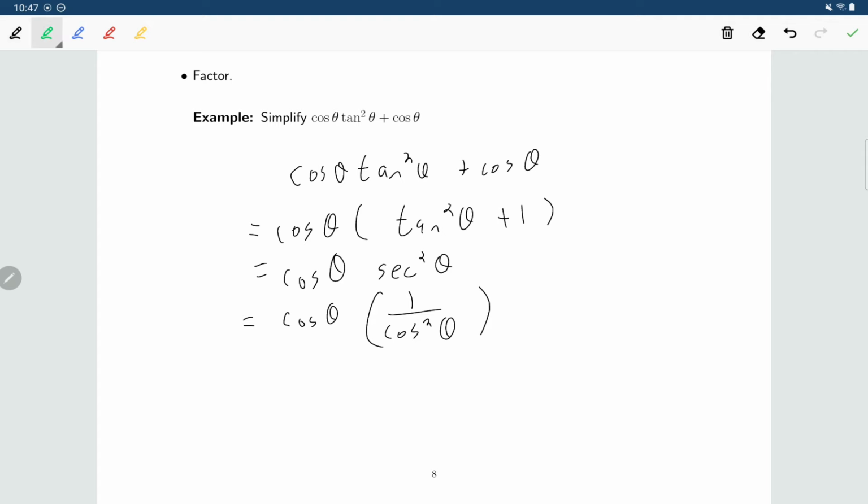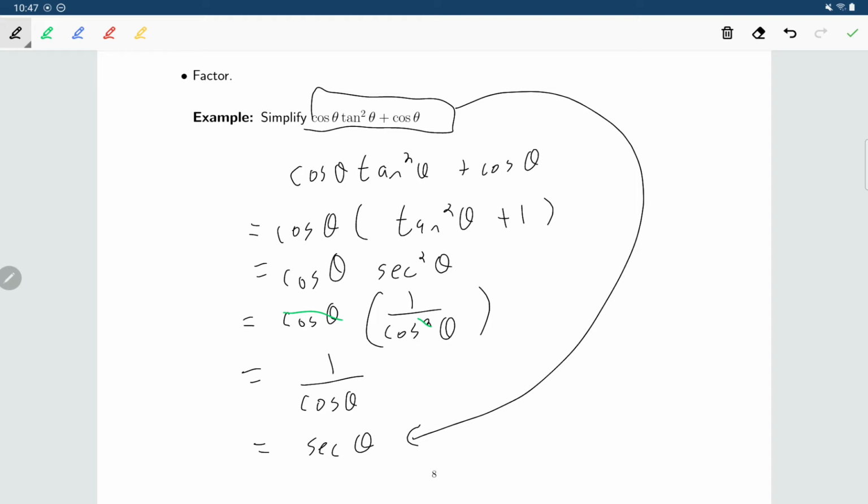So we can do a little bit of canceling, and what we would be left with would be 1 over cosine, which is the same thing as secant theta. So that initial expression that we have simplifies really just down to secant theta.